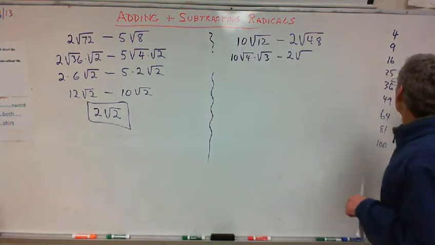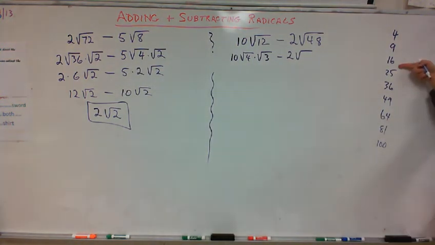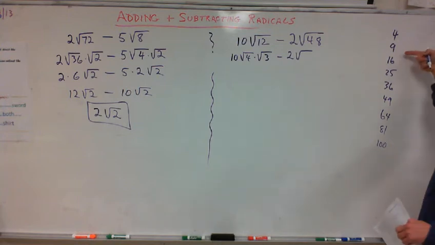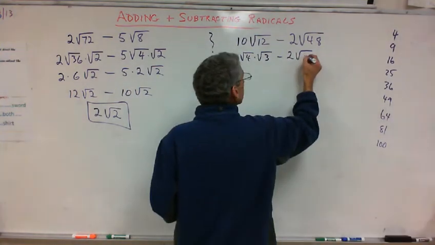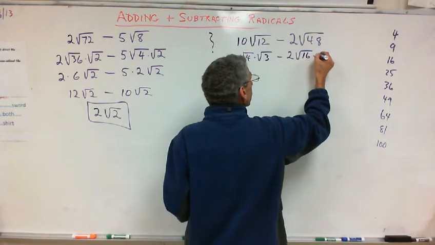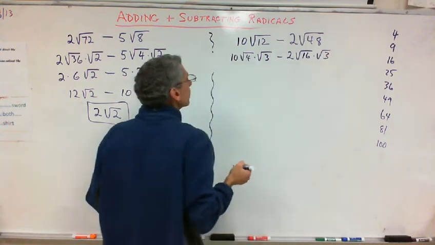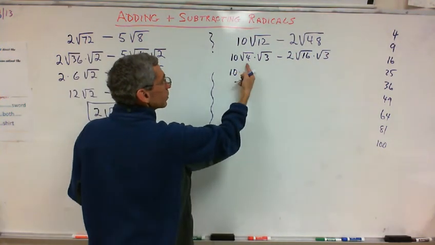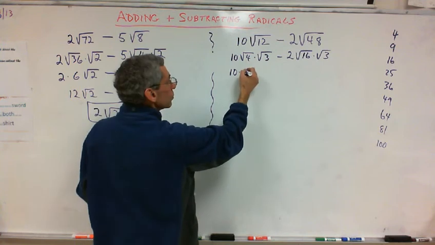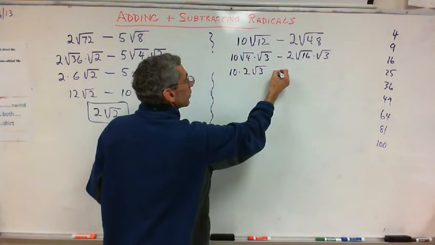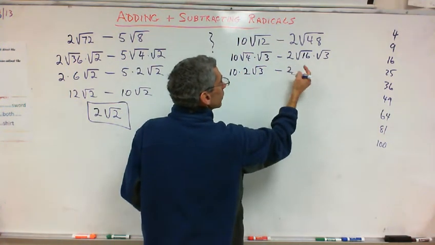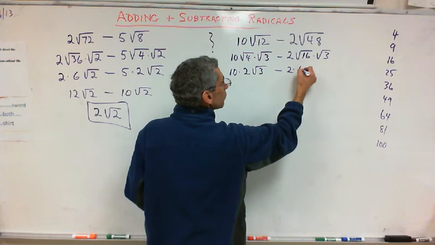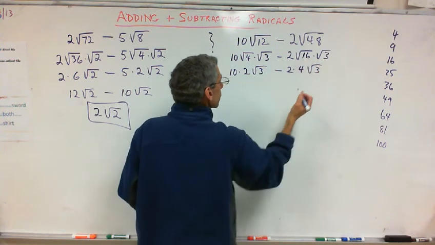Half of 48 is 24. 24 is just below that, so it's going to be 16, right? 16 is 16 times 3, right? So the square root of 16 times the square root of 3. All right, so now I have 10 times square root of 4 is 2 times the square root of 3 minus 2 times the square root of 16 is 4 times the square root of 3.